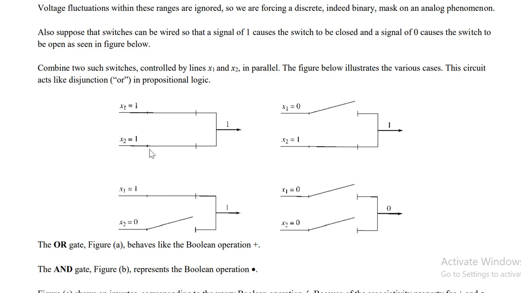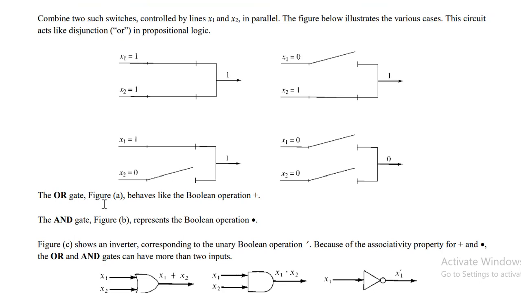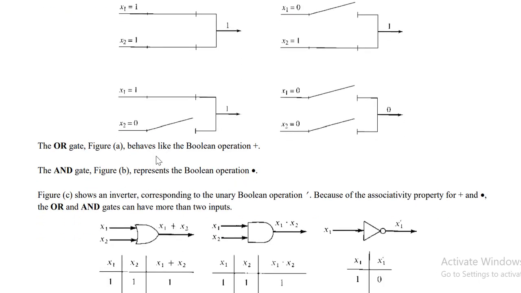You could think about it as: when a gate is closed, the electricity will go through. If at least one of them is closed, electricity still goes through, so you still have a 1. But when they are both open, the output is 0. So this OR gate behaves like the plus in Boolean operation, and the AND gate represents the Boolean operation AND. As I said in previous videos, plus is OR, and the dot is AND.